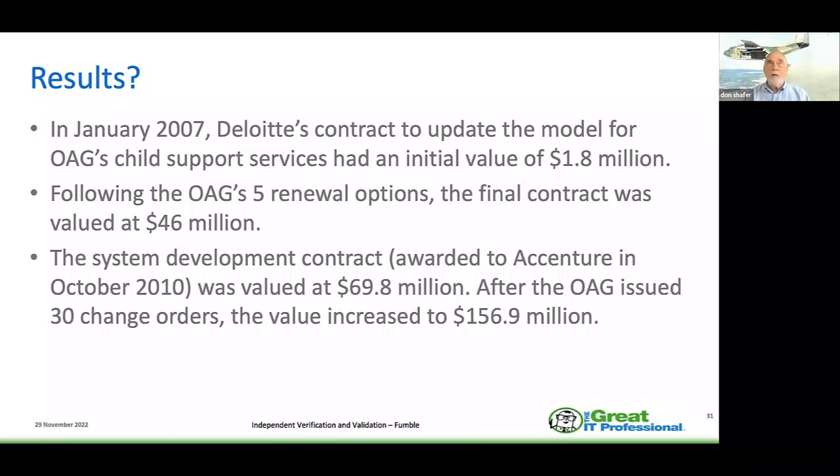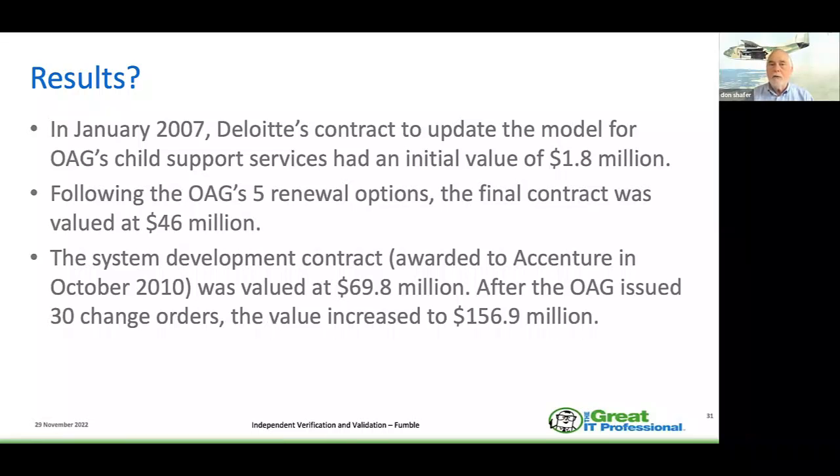In January 2007, Deloitte's contract was updated; the model for the service had an initial value of 1.8 million. Following the OAG's 5 renewal options, the final contract was valued at 46 million. The system development contract awarded to Accenture was valued at almost 70 million. After the OAG, Office of the Attorney General, issued 30 change orders, the value increased to almost 160 million. So this was the constant thrashing that was going on.